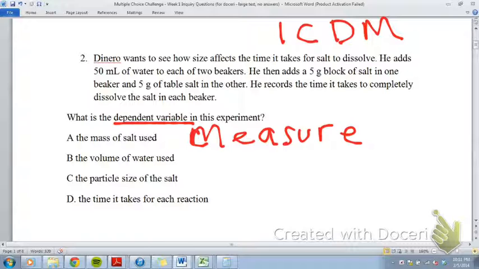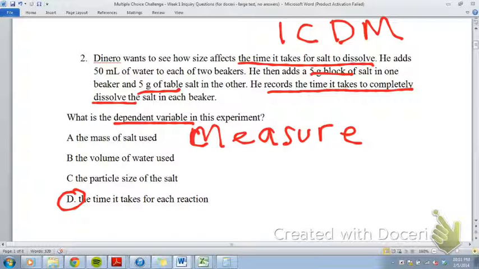Well, he changes the size of the particle, and he wants to see the time it takes to completely dissolve. We also see that here, the time it takes to dissolve. Because he's recording that and measuring that, that is our dependent variable, so your answer is D.